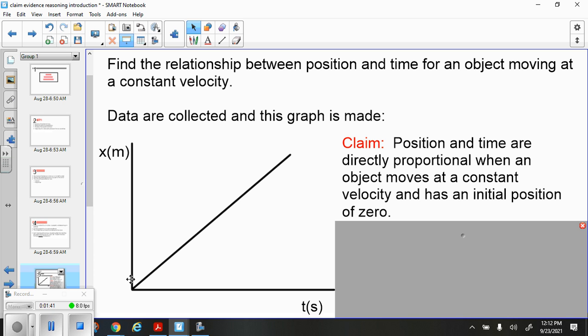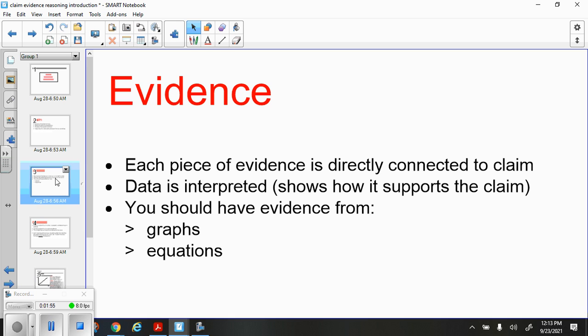Now, if I didn't have an initial position of 0, I couldn't say directly proportional, but what I could say is a linear relationship. Position and time have a linear relationship when the object moves at a constant speed. There's your claim.